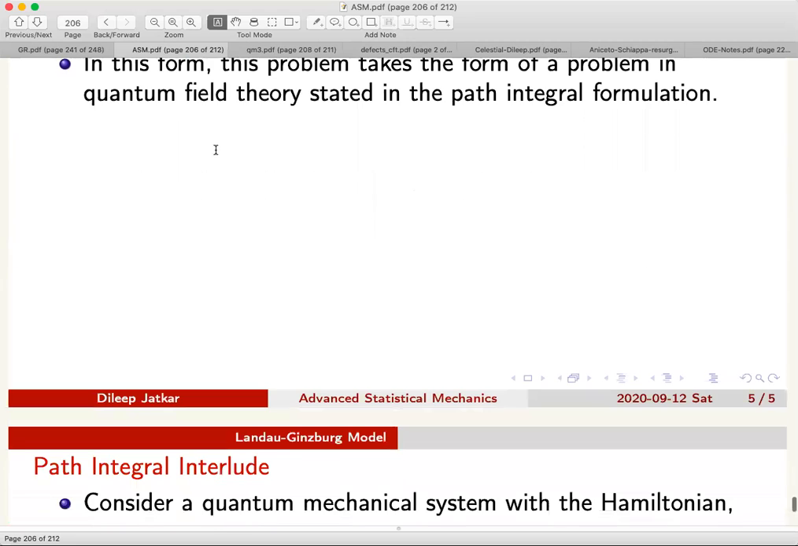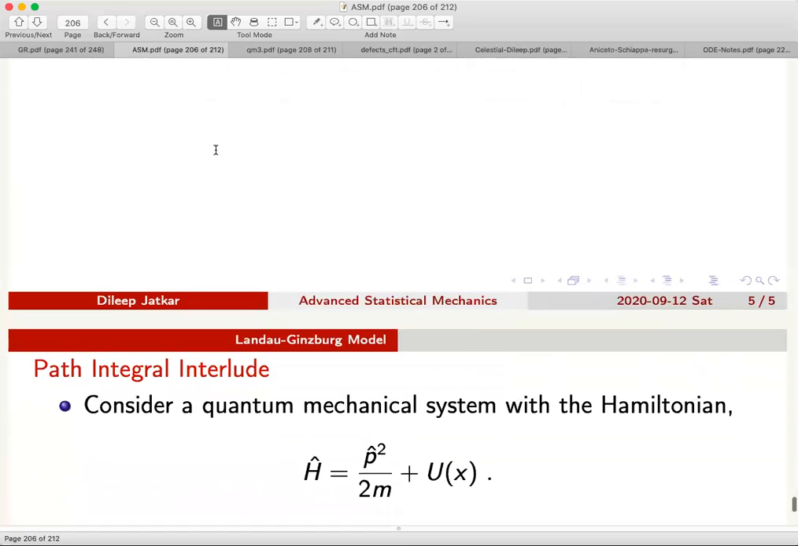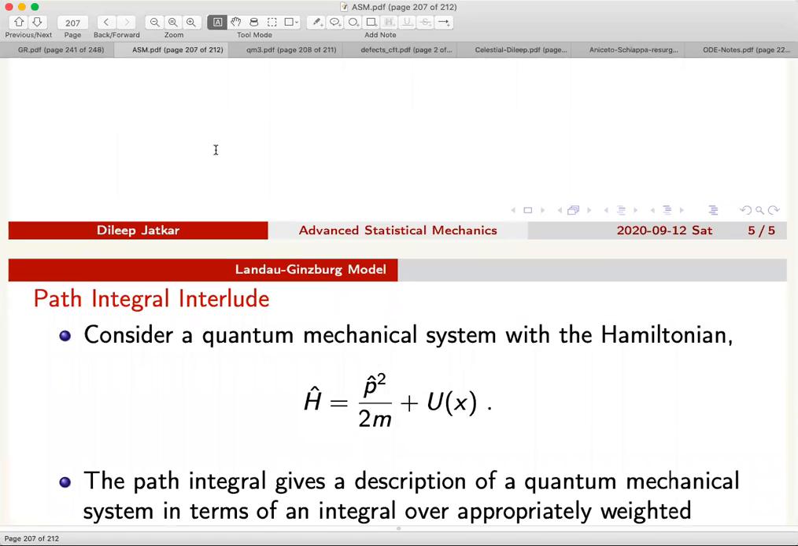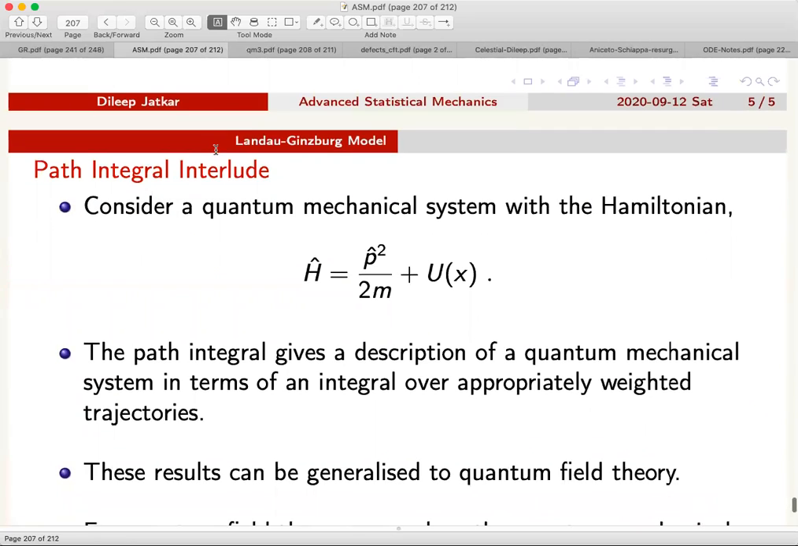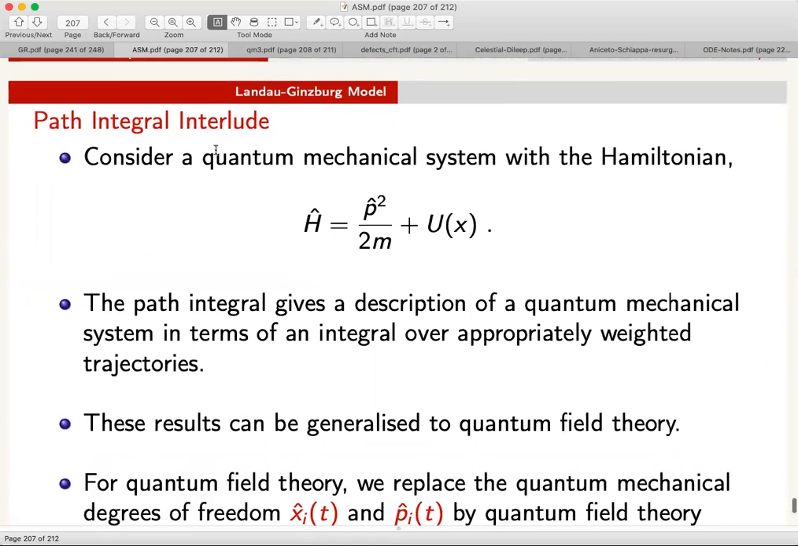Okay, so let's get to the path integral discussion. This is hopefully not going to be very long. Just a couple of lines about quantum mechanics. So in quantum mechanics, what we do is we write down a Hamiltonian in this particular form. I should have put a hat on X also. So P is a momentum operator. X is the spatial coordinate operator.